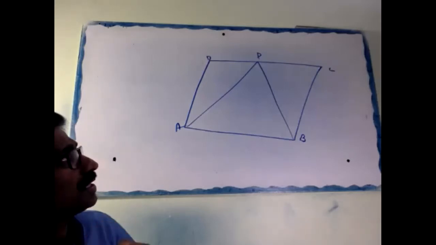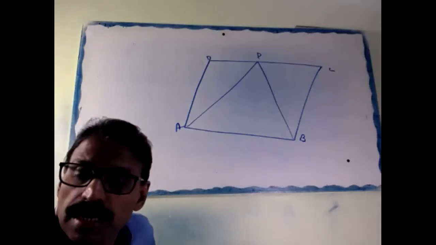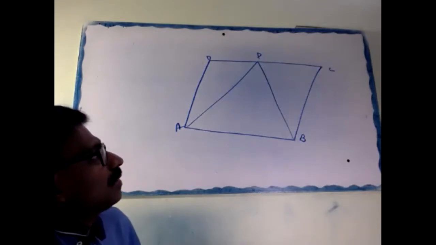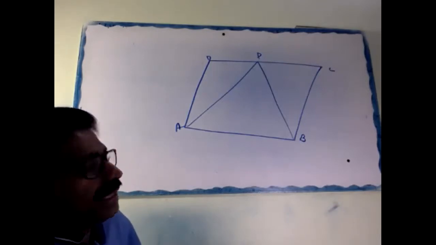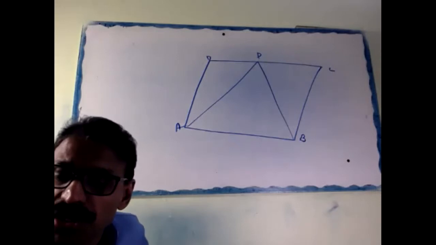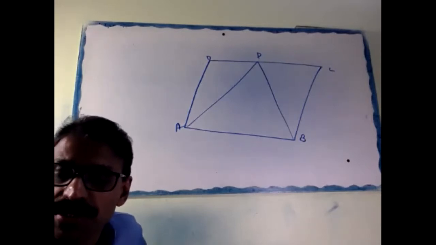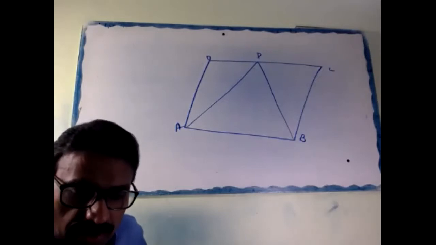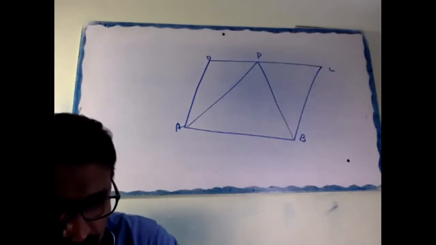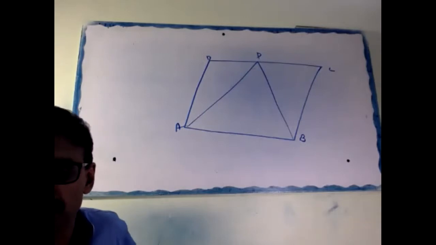Now show that P is the midpoint of DC. Akshaya, show that P is the midpoint of DC. No need to show congruency. Based on the angle we'll get it. Don't need to show the congruency. You'll get it based on the angle. Try that.